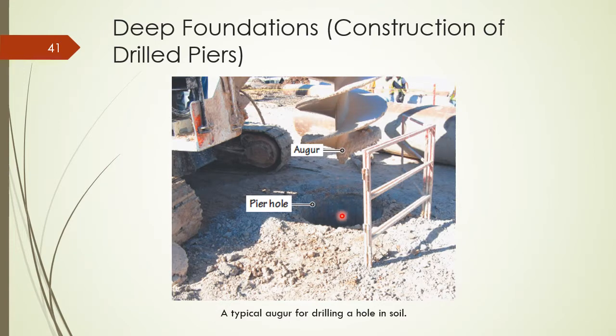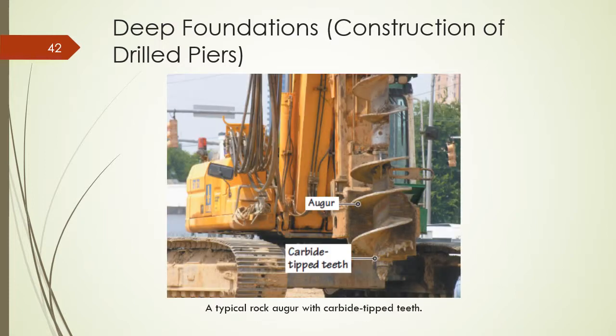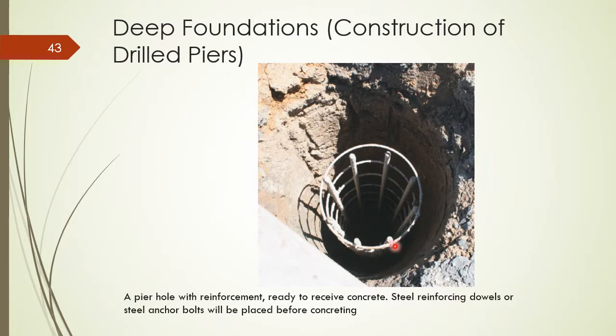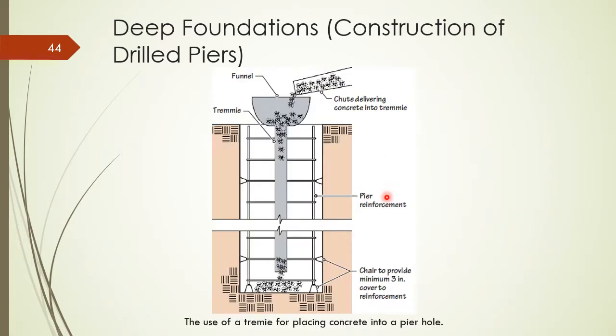Here's the auger that would be used for drilling a pier. Rebar cage is set in the hole once it's drilled. And again, a tremie is used to deliver concrete to fill up the pier. And this is very similar to the bentonite slurry piles that were used to keep the walls from collapsing that we talked about in chapter 11.